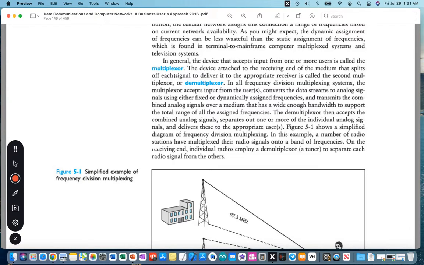And now we have a device called a multiplexer. The device that accepts input from one or more users is called the multiplexer. The device attached to the receiving end of the medium that splits off the signal to deliver it to the appropriate receiver is called the second multiplexer, or demultiplexer. So we have two devices, the multiplexer and the demultiplexer.